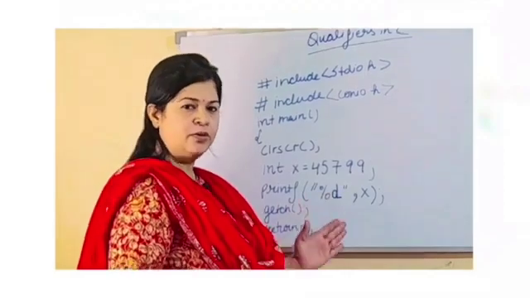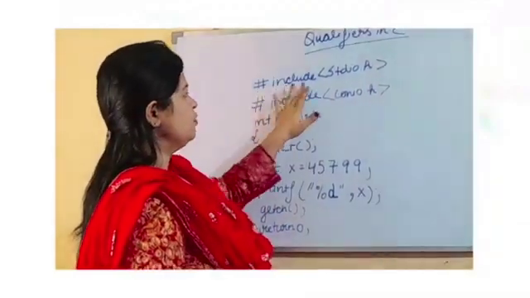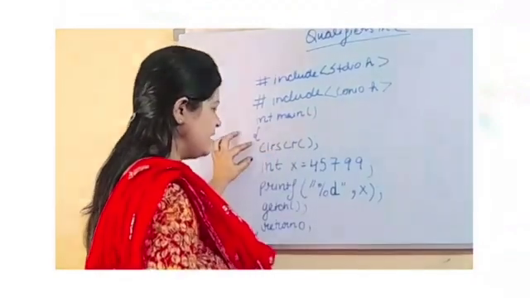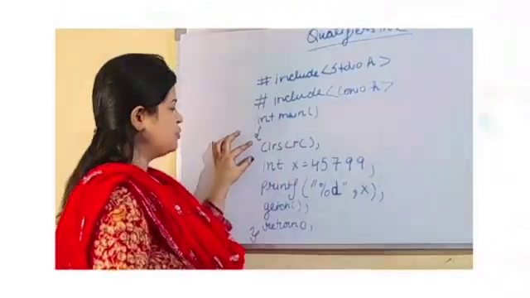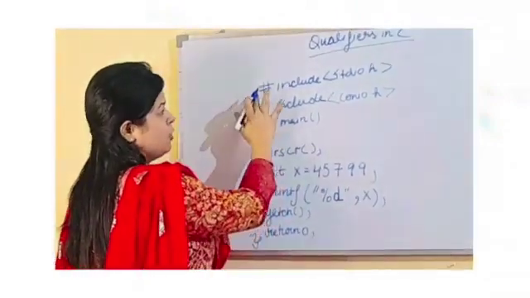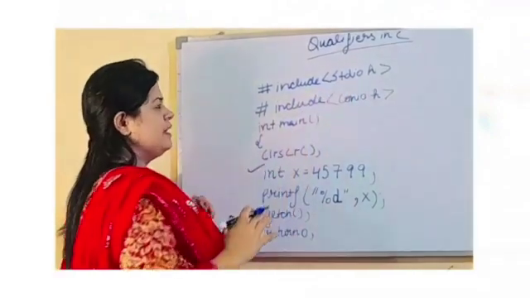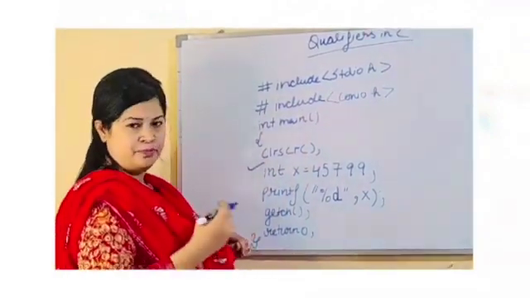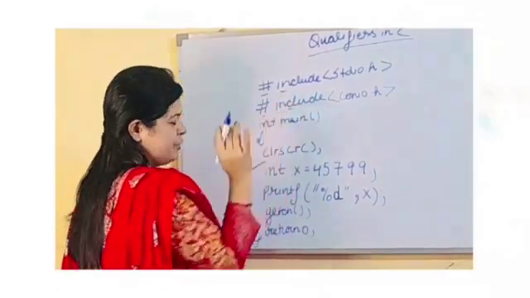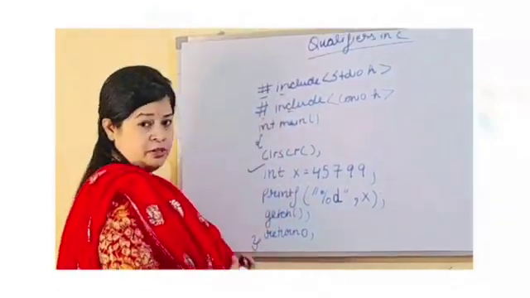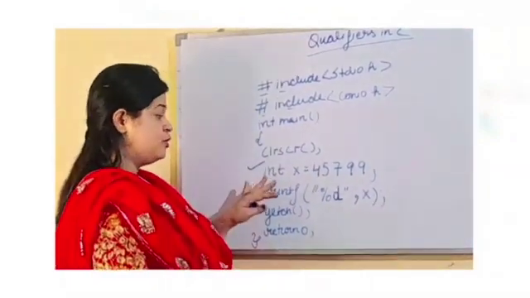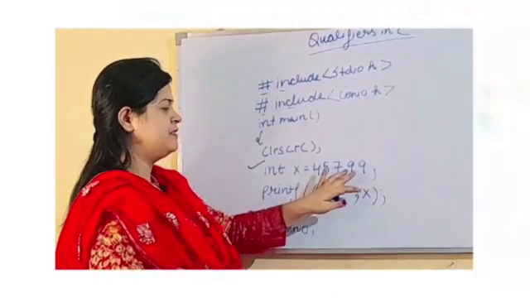Now look at this question. #include <stdio.h>, #include <conio.h>, int main. clrscr is used for clearing the output screen. Now just see this declaration. I will explain all these terms, what is #include and everything, in the video of first program in C. Here I am concentrating on the logic till I taught you this size and range. So I have written int x equals 45799.